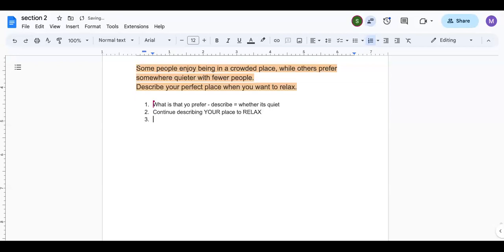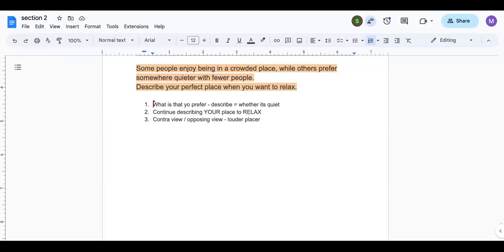And then the third point could be that you contra the loud place, because you prefer a quieter place right now. So right here, you just write a contra view or an opposing view, where you describe maybe a louder place. And then you can say that it's not a place where you would prefer to relax, but a place where you would maybe prefer to hang out with your friends. Like a louder place. So you maybe just give a description of a louder place.